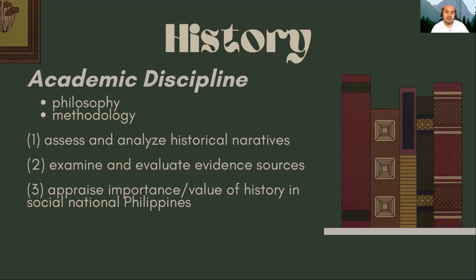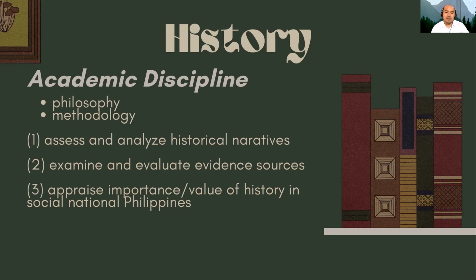So in full, we have four lessons for Unit 1, if I'm not mistaken. The composition of these four lessons covers the following. Number one, to assess and analyze historical narratives. Number two is to examine and evaluate the evidence sources. I think I had mentioned this before: when we talk about sources, we have the primary and the secondary sources. How do we examine? How do we evaluate whether these sources are factual, reliable, and valid?